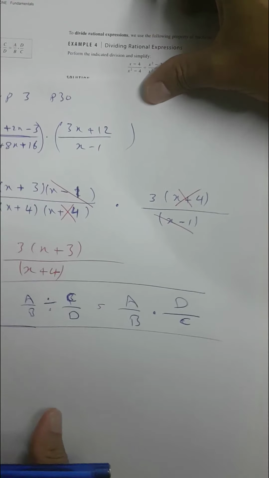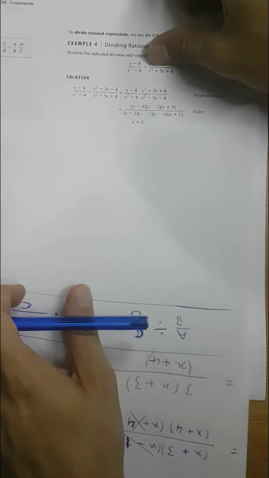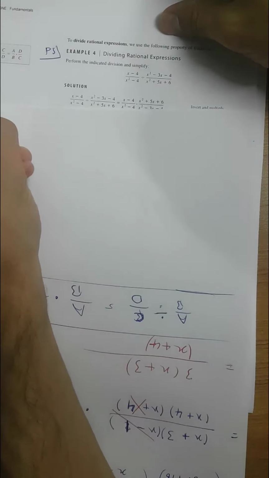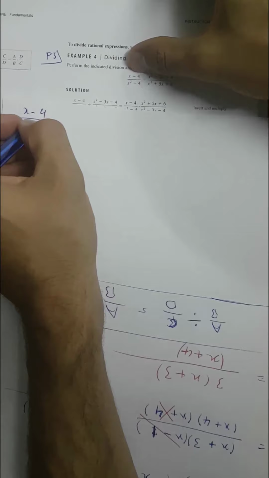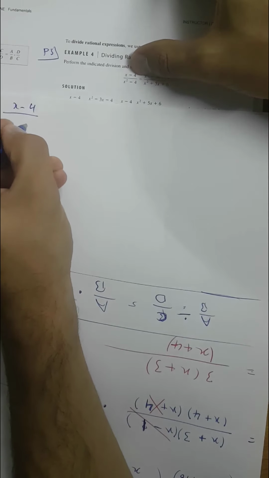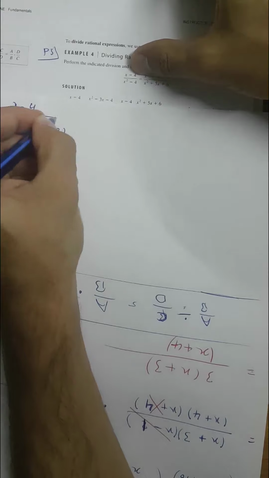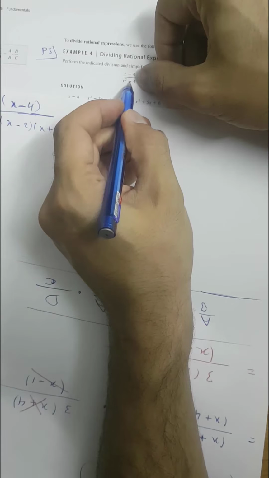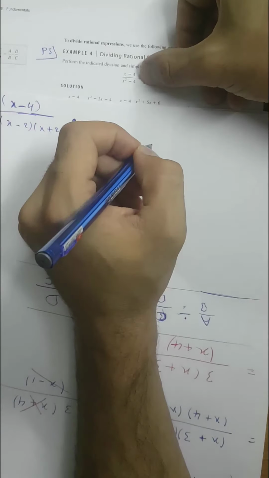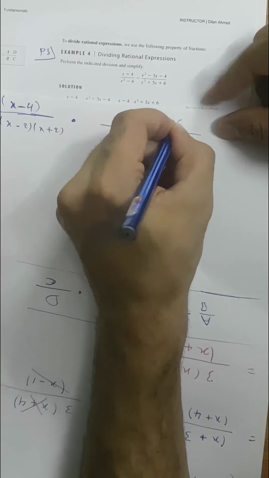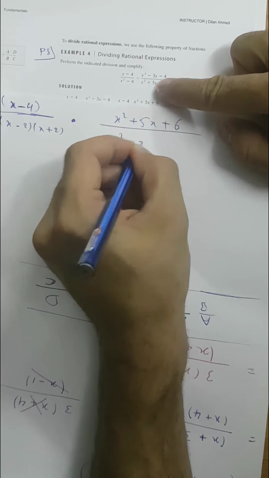So for example 4 on page 31 in your lecture note, we have x minus 4 over... Now I will do my simplification directly. I say x minus 2, x plus 2. Why do I say that? Because this denominator is the difference of squares. I will change the division to multiplication. Okay, now we will reverse this part: x squared plus 5x plus 6 over x squared minus 3x minus 4.